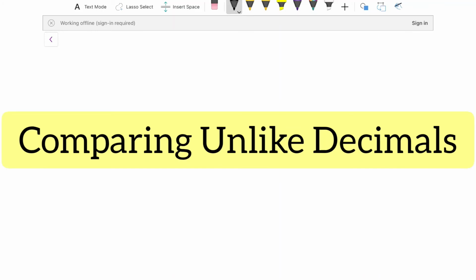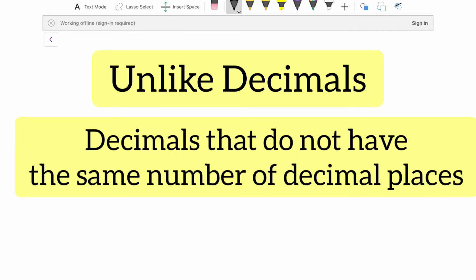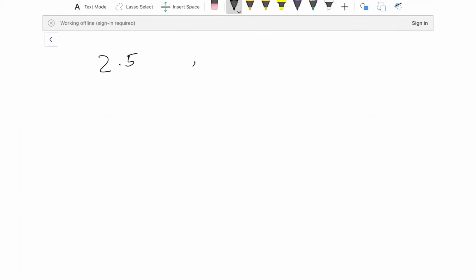Now let's see how we can compare unlike decimals. Unlike decimals are those decimals that do not have the same number of decimal places. Let's take an example. 2.5 and 1.73. As you can see, this has 1 decimal place and this has 2 decimal places. So they are unlike decimals. How do we compare them? The first thing you need to do is to convert them into like decimals. Once you convert them into like decimals, you can easily compare. So how do we do that?